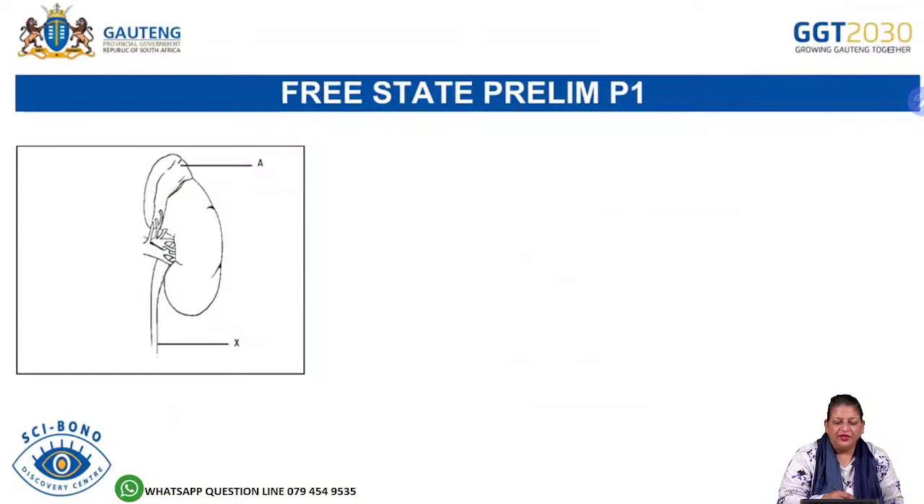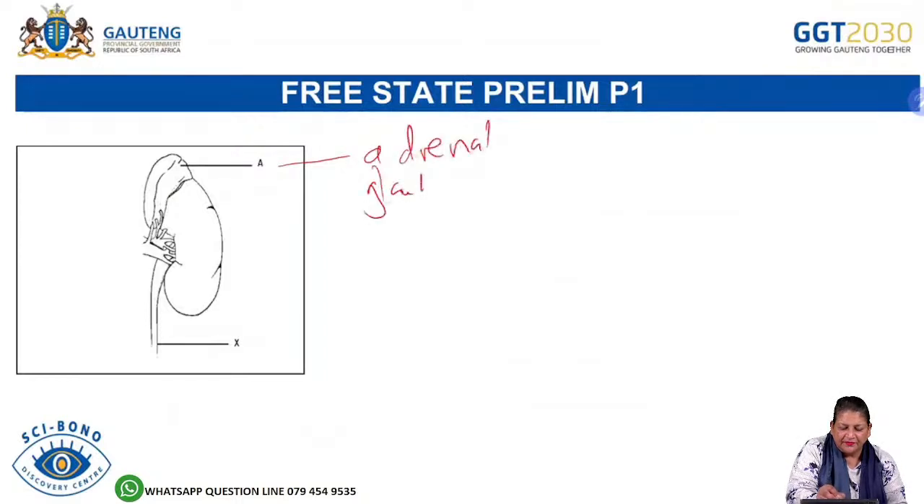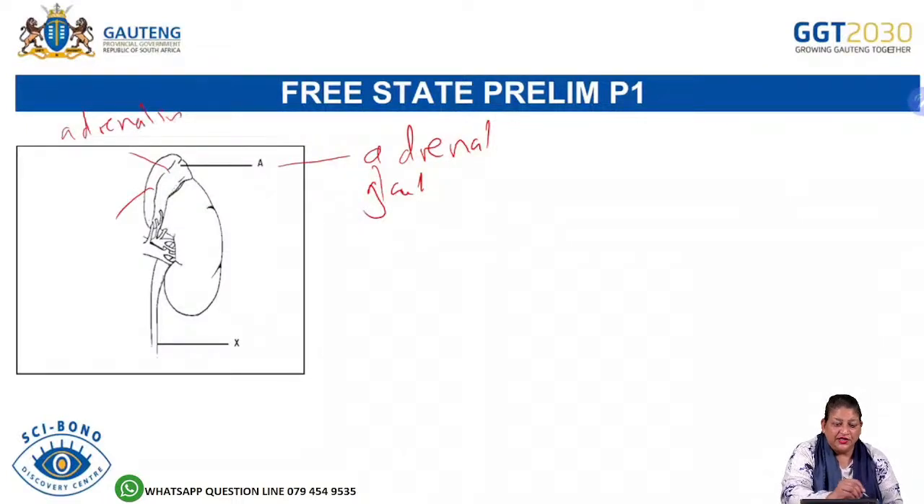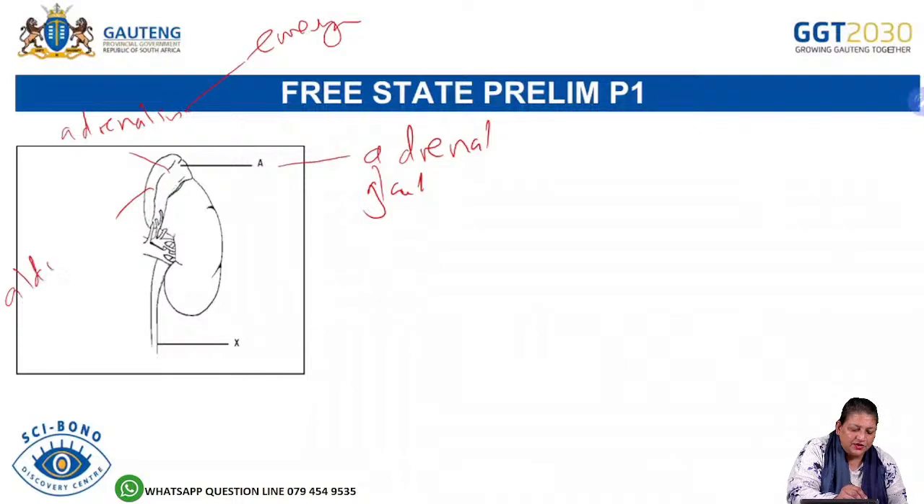Now we're going to have another question here, and this has to do with the kidney. Okay, here's your kidney, and here is a gland. What is the name of the gland on the kidney? It is called the adrenal gland. Learners, immediately remember, what are the two hormones that the adrenal gland secretes? It's adrenaline. And what is adrenaline used for? For emergency. And the other hormone that the adrenal gland secretes is aldosterone.